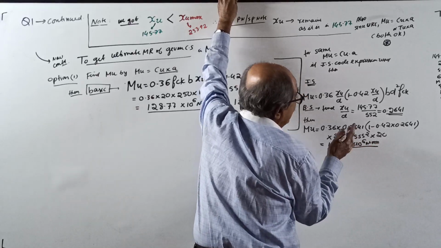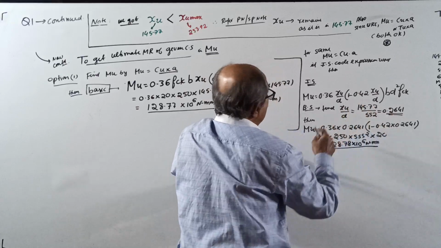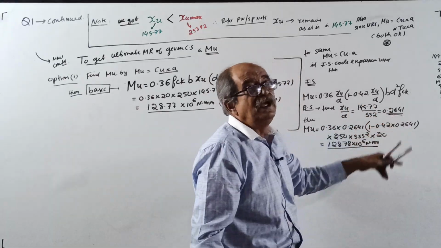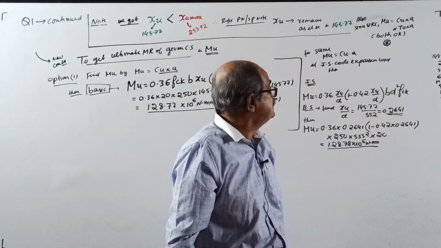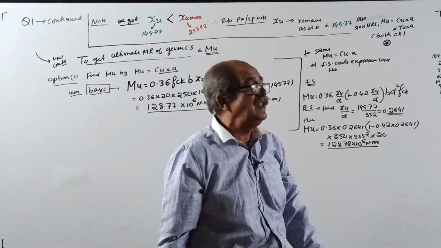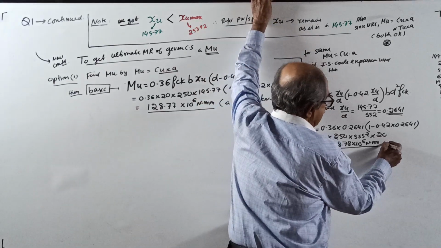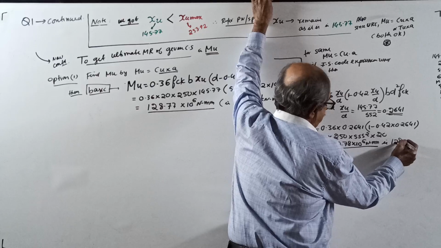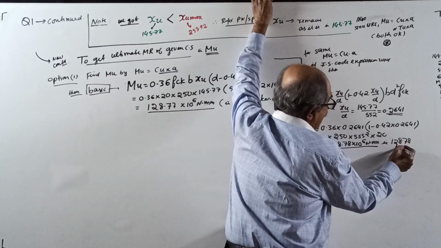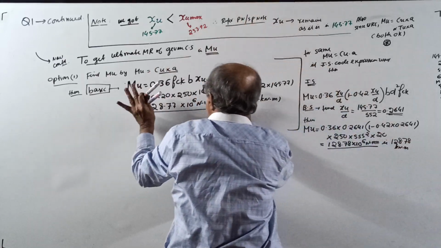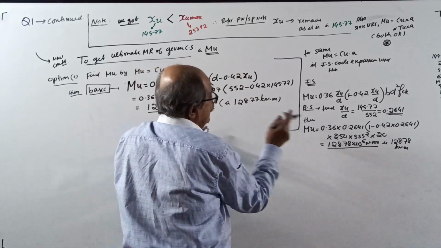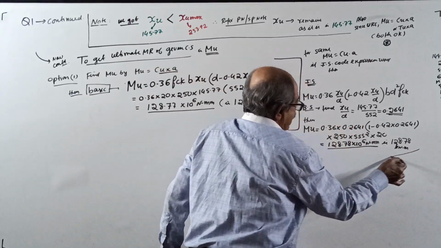Why the difference? Because you rounded this number. It is not 0.2641, it is 0.26408 or something like that. So it is 128.78. You write whatever answer you got. If you do it this way, your answer is 128.77. That is not an issue. Okay, over.